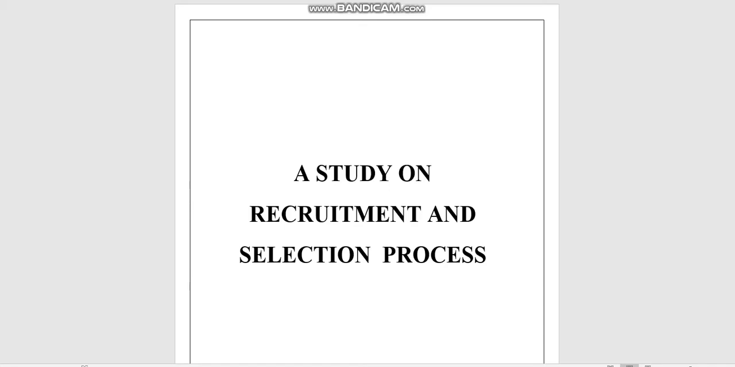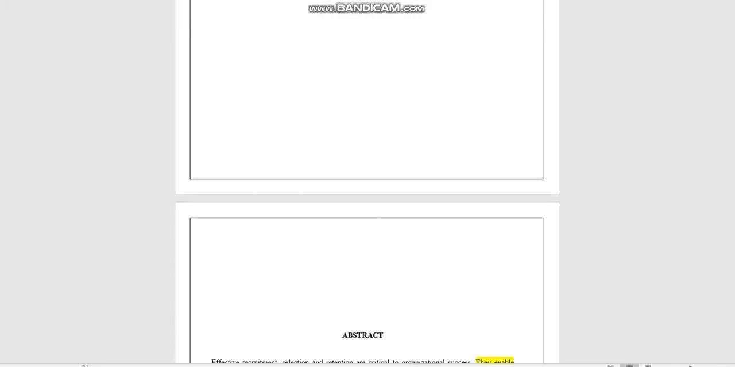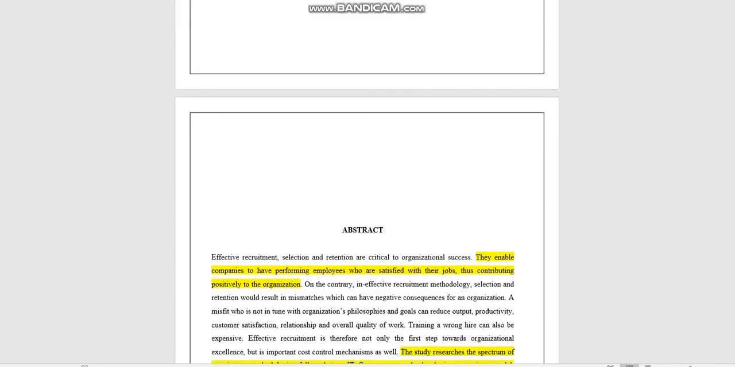So today my project topic is about a study on recruitment and selection process. So before entering into the project topic, let's go through the abstract of this project.